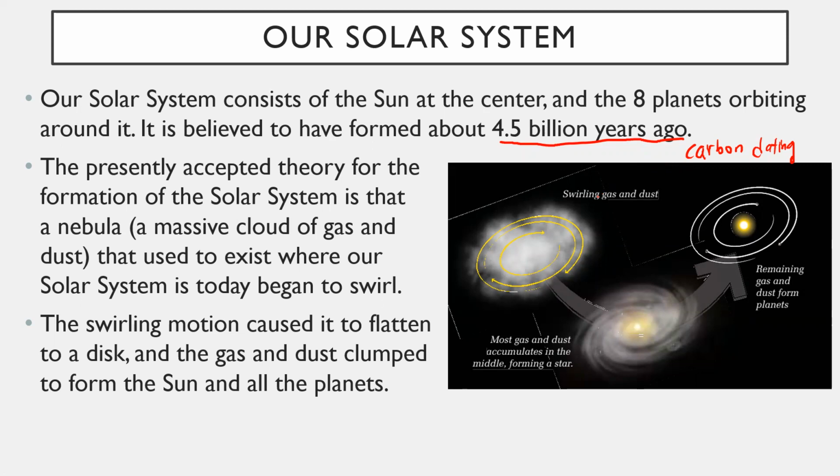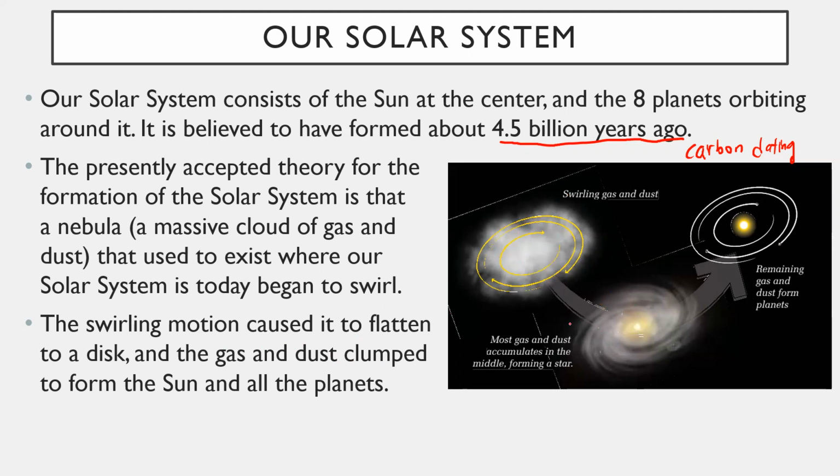Now, the presently accepted theory for the formation of the solar system is that a nebula, which is a massive cloud of dust and gas, a big nebula all throughout the whole solar system where it is now, used to exist where our solar system is today, and began to swirl. As soon as gravity started taking over in little clumps inside of this, it started getting some momentum because it started pulling some other things that caused it to spin. It happened over a very long period of time. Once the swirling motion started, this caused it to flatten into a disk. And then the gas and the dust clumped to form the sun at the very center and all the planets and little rings around it.